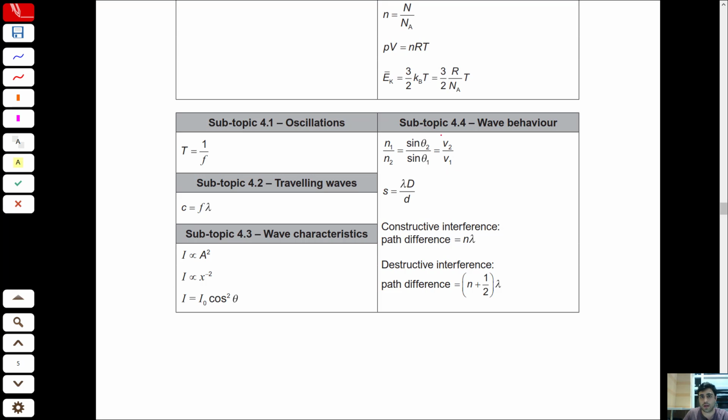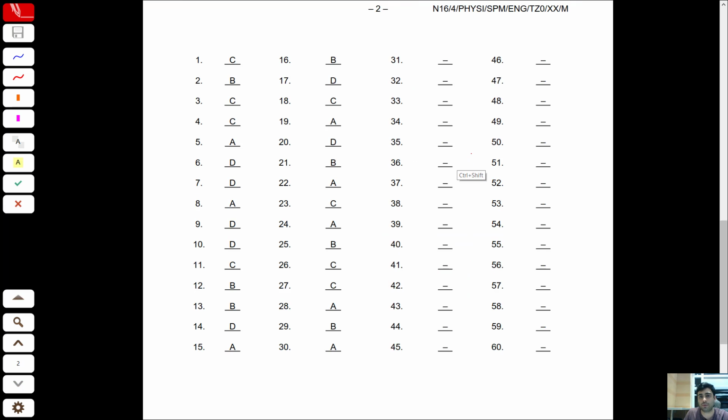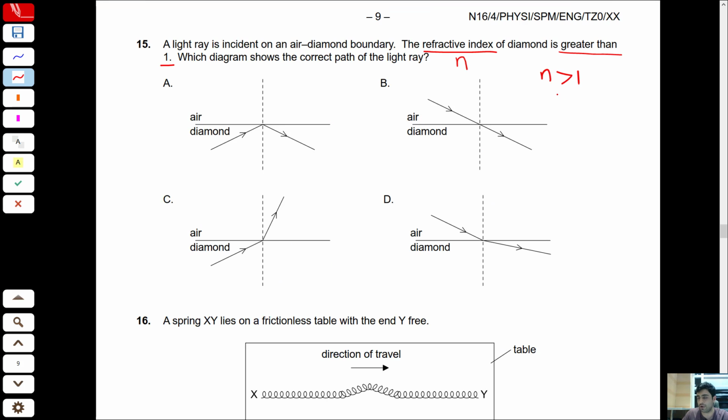Now if the refractive index happens to be bigger than 1, what do you think will happen? Well, if the refractive index is bigger than 1, always remember one thing. There is a phenomenon called total internal reflection. So total internal reflection occurs whenever the refractive index is bigger than 1.